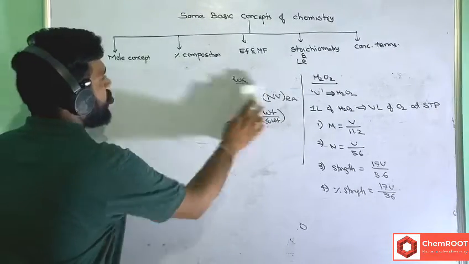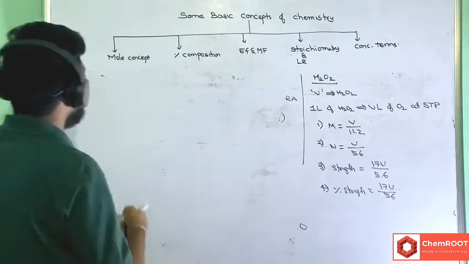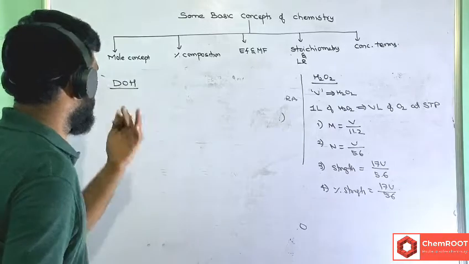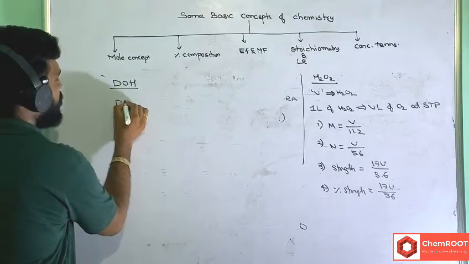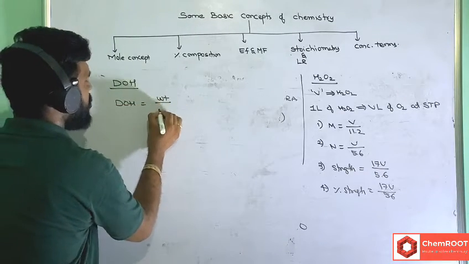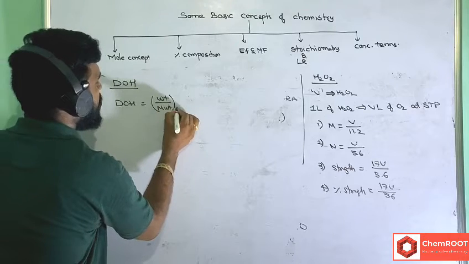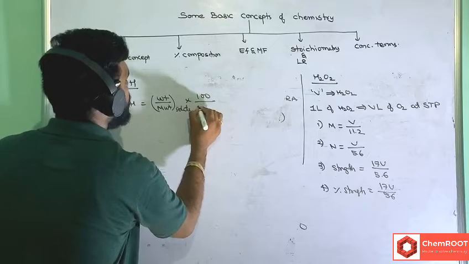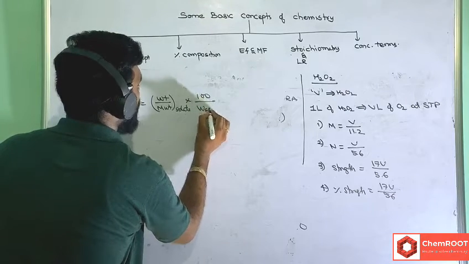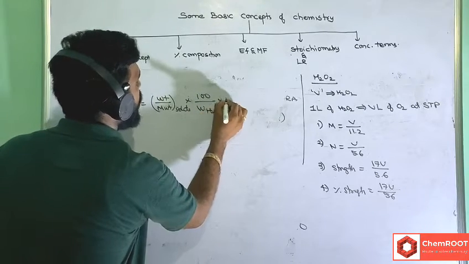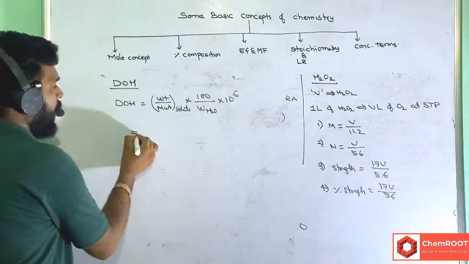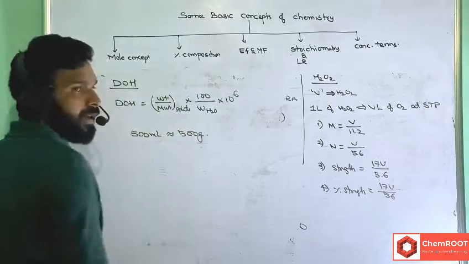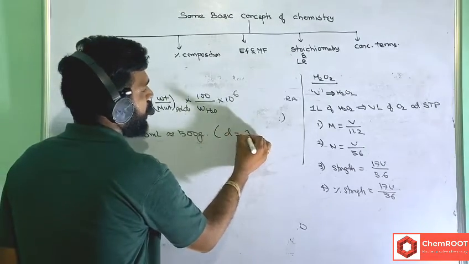And the next, final one is degree of hardness. Sometimes questions ask about degree of hardness. In this case, you can find DOH as weight of substance by molecular weight, which is related to the solute, into 100 by weight of solvent, here generally water, into 10 power 6. If they give 500 ml, then you have to consider it as 500 grams, since the density of water is 1 gram per ml.